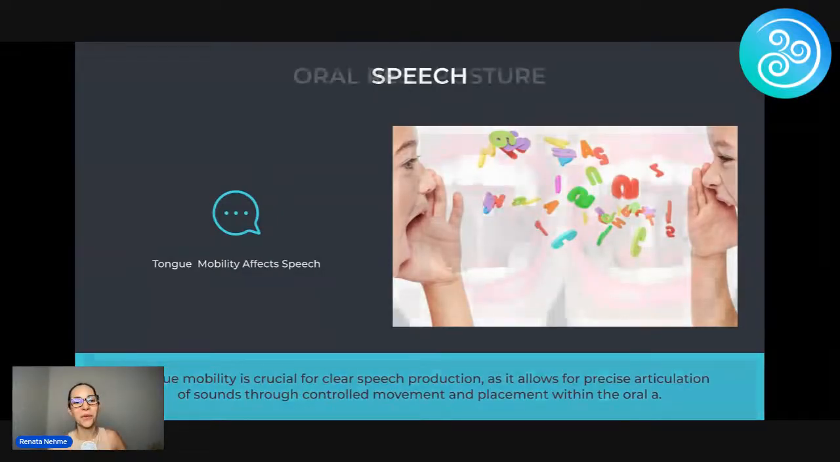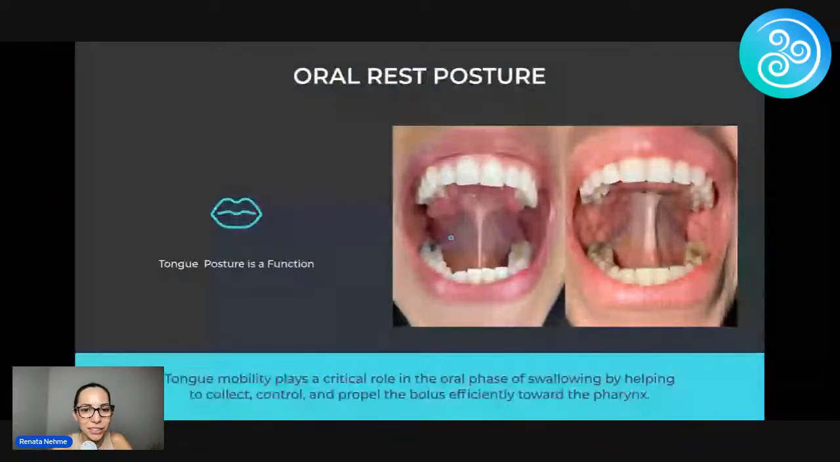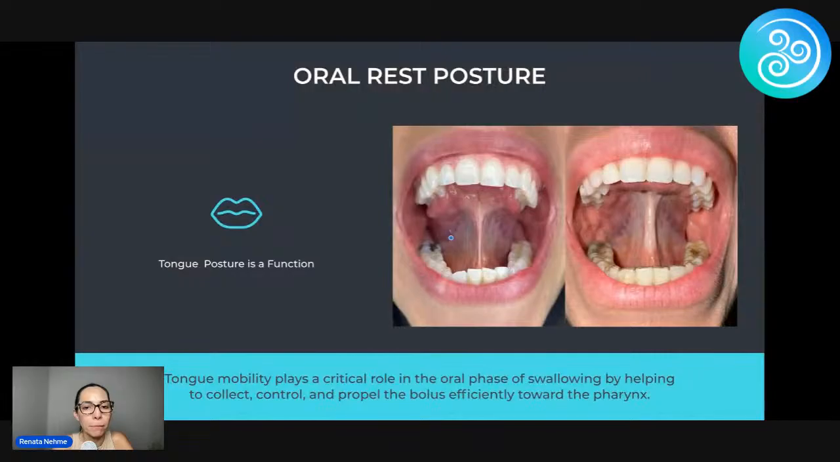What else? Oral rest posture is a function. So that's talking about tongue mobility over there. But tongue posture is a function. The way that your tongue fits inside your mouth during rest is a function of your tongue.